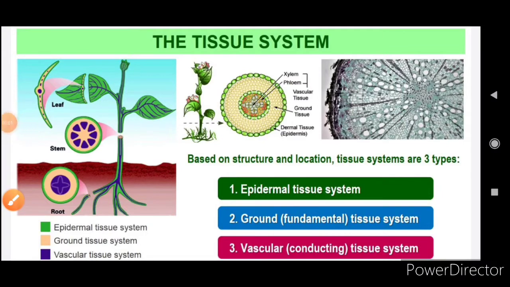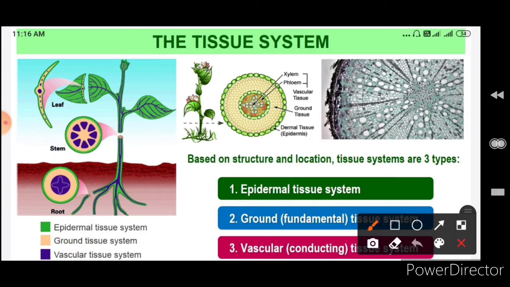We'll start with the tissue system. Based on the structure and location, tissue systems are of three types. In the previous sections we learned about the types of tissue present in plants, but now we'll see the tissue system. The three types are the epidermal tissue system, the ground tissue system and the vascular tissue system.